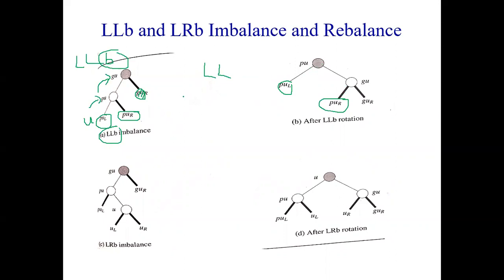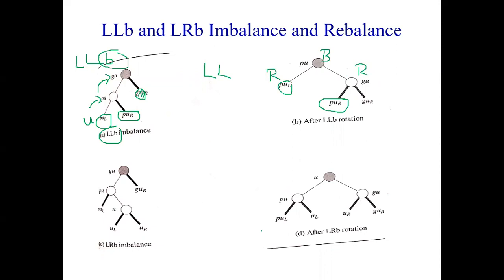What is the color change here? Here the new node is this. This is the new node, so it should be in red color. PU should be made black, and GU also will be made red color. So this is the color change we are going to do.